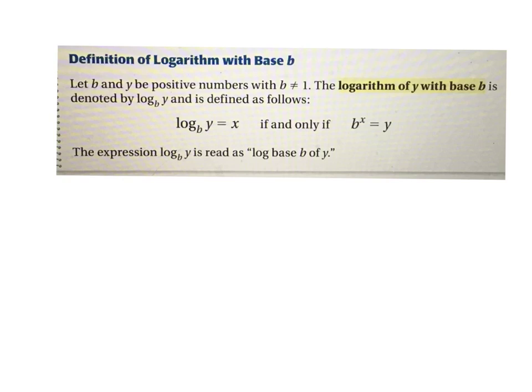All right, guys, we're going to evaluate some logarithms. The first part of chapter 7.4, evaluate logarithms. Let's see how it goes here.